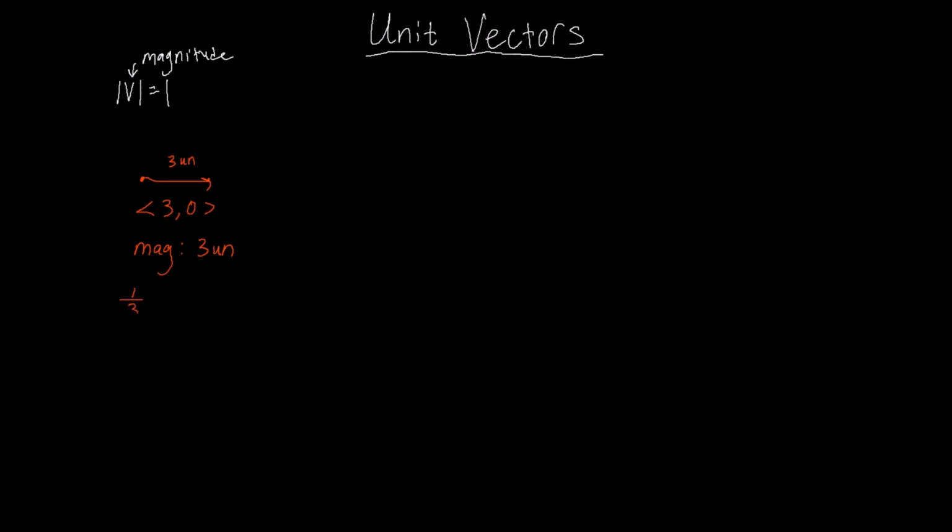So I'm going to use some scalar multiplication to get this vector to have a magnitude of 1. Scalar multiplication is when you multiply this scalar number by each component. So I'm going to end up with 1, 0. So this new unit vector is a vector that points in the same direction as the original, so it still points to the right, but now it has a magnitude of 1 unit.